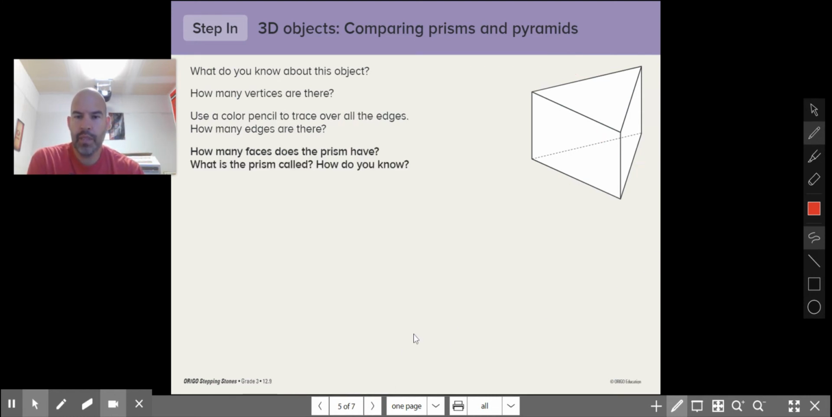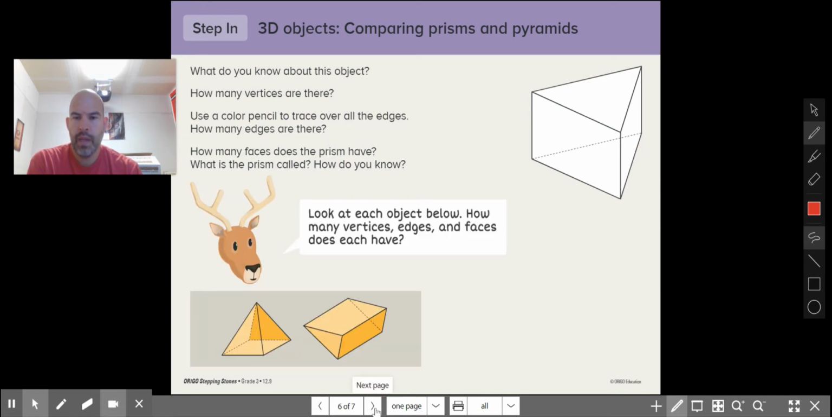And how many faces does the prism have? Let's count them. So we have 1, 2, 3, to below 4, and on the bottom 5, or in the back, I should say. We're able to count them by pointing to each one at a time. So look at each object below. How many vertices, edges, and faces does each have? Look at them very carefully and go ahead and count those. I'm going to give you a moment to do that.